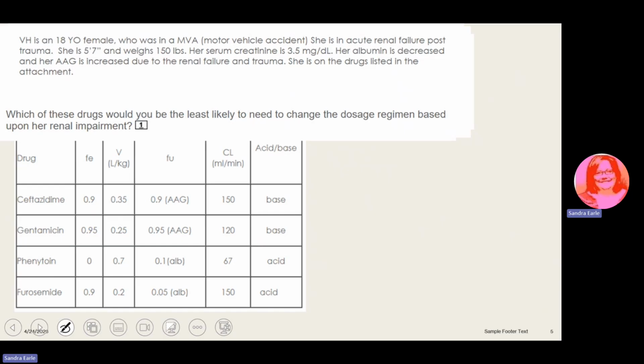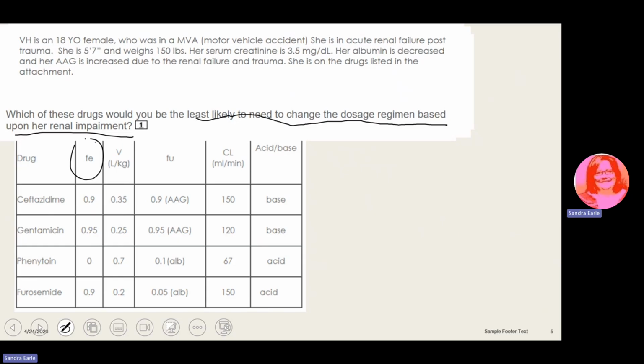Okay. All right, same issue. Which of these drugs would you be least likely to need to change the dosing regimen based upon her renal impairment? Okay, this one's an easy one. So this often happens, especially if you work in a hospital or a nursing home. You're going to pay attention to the patient's renal function. If their renal function starts to go down, you're going to think, do I need to make changes in their dosing regimen? And you're going to be looking for drugs that are highly dependent upon the kidney to be cleared.